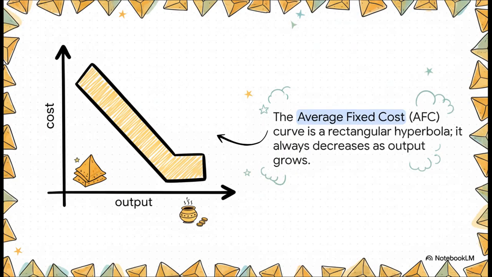Now just think about the rent per samosa. If Raju sells only one samosa, that one poor samosa has to cover the entire rent. But if he sells 1,000 samosas, that rent gets spread out, and the fixed cost for each samosa becomes very, very small. And that is why the average fixed cost curve is always falling.